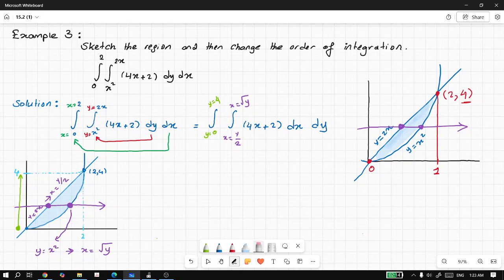And this is what is required from us. It is only changing the limit of the integration, the order of integration, where it is given to us as dy dx, and we have to change it to dx dy without solving this integration. That's all for that example.